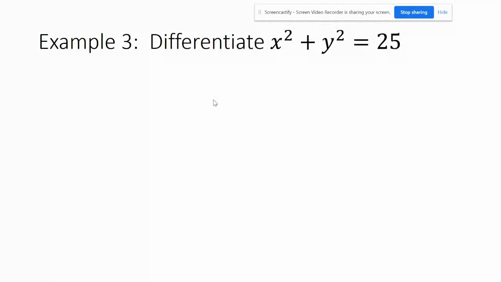Here's where it gets a little bit trickier, guys. x squared plus y squared equals 25. This is the equation of a circle with radius 5. What we're going to do is take the derivative of both sides of this equation. So we're going to take the derivative of x squared plus y squared on the left-hand side, and we're going to take the derivative of 25 as well.